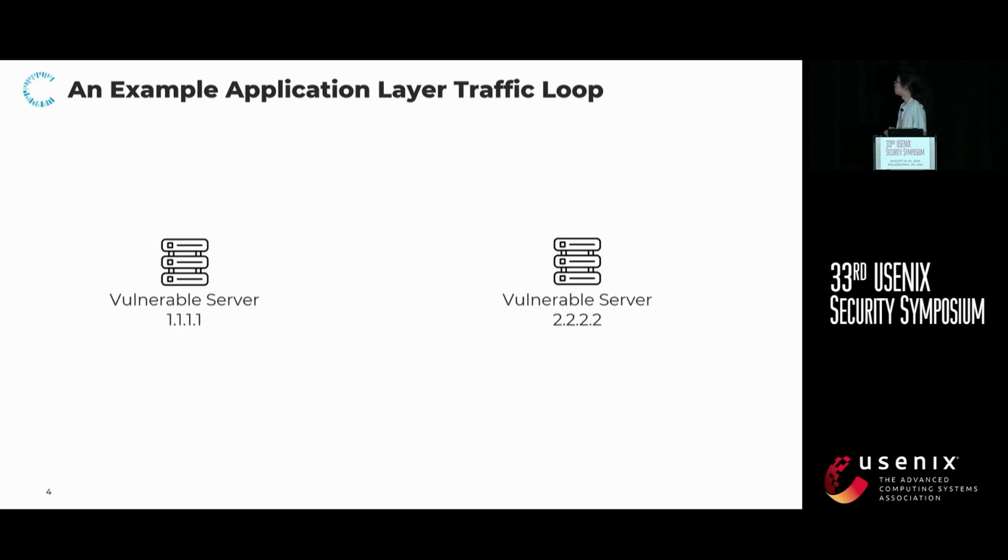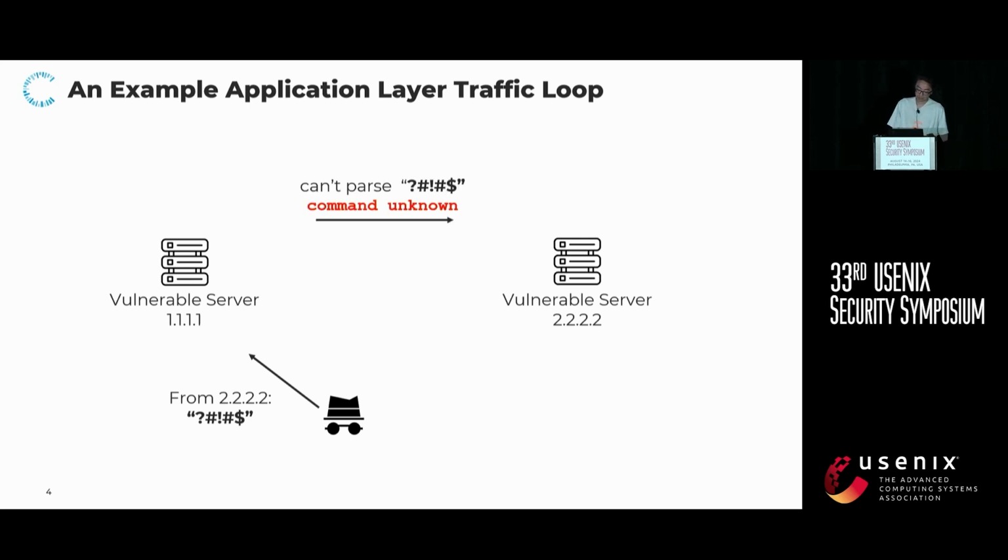Here is an example of an application layer traffic loop. Assume that we have two servers, both running DNS but using different software, and an off-path attacker spoofs the source IP of the vulnerable host, generates a malformed message and sends it to the first server. The first server finds it cannot parse the message, so it generates a command unknown error message. Because the implementation of DNS is not consistent, the second server doesn't recognize the command unknown error message, so again it generates a not implemented error.